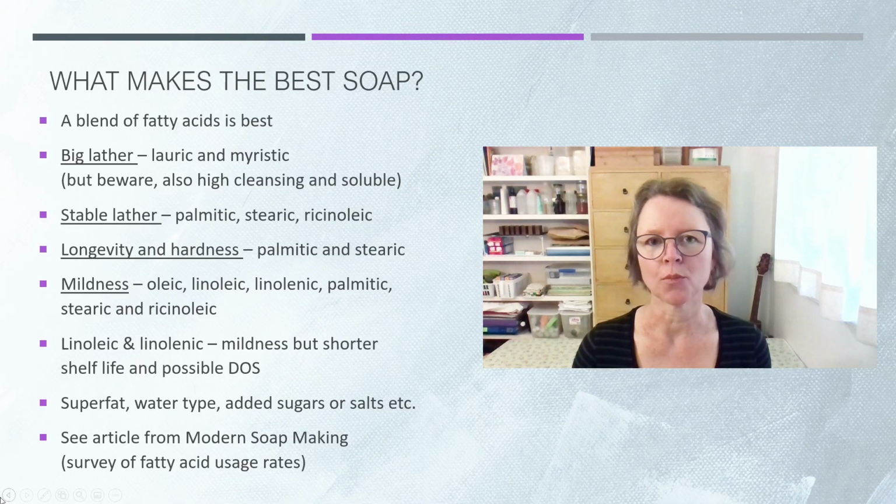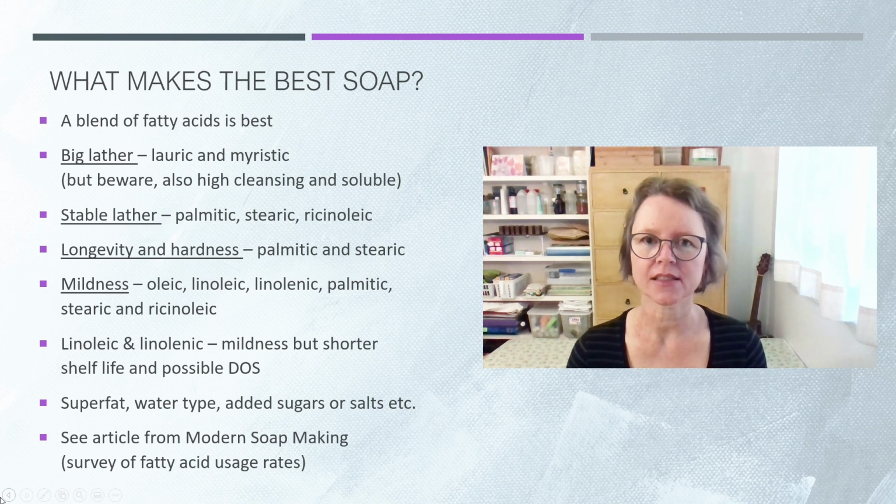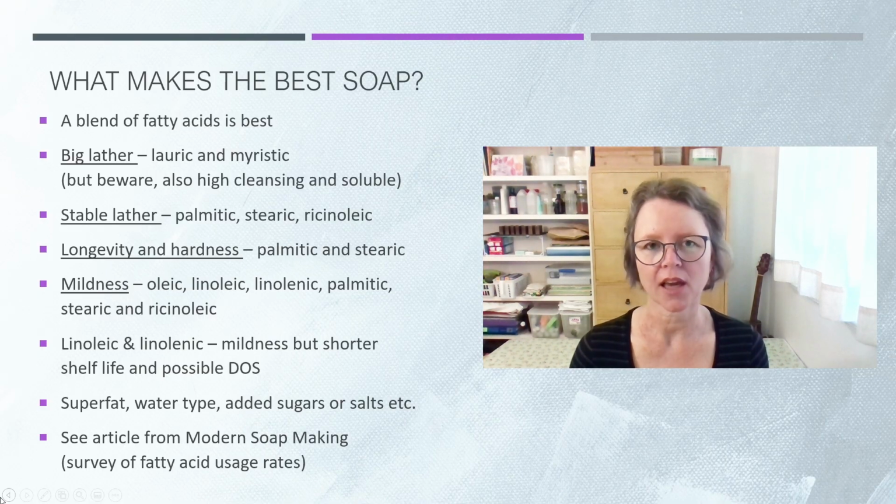If you're wanting to achieve a more stable, moderate kind of lather with also the longevity and the hardness properties, you really want to be paying attention to the palmitic and stearic acid amounts in your soap recipe. I've got ricinoleic associated with stable lather too. Ricinoleic, the castor oil, can be a nice contributor to some creaminess in the lather in some soap recipes as well. But really for a nice stable lather and the hardness and longevity, palmitic and stearic acid are the ones to look out for.